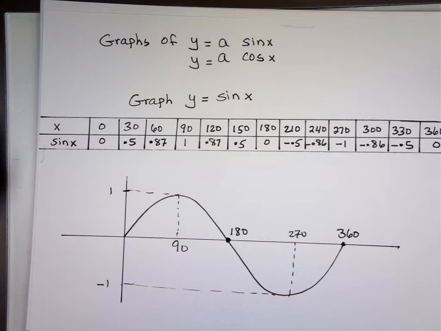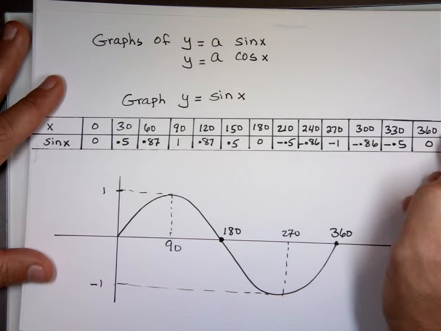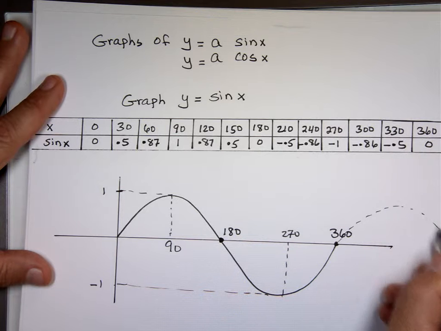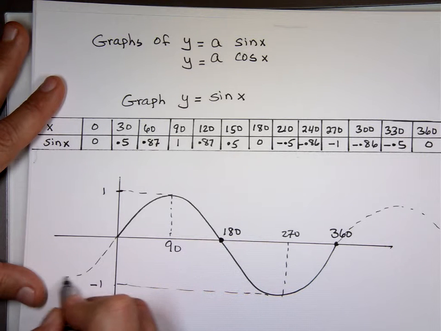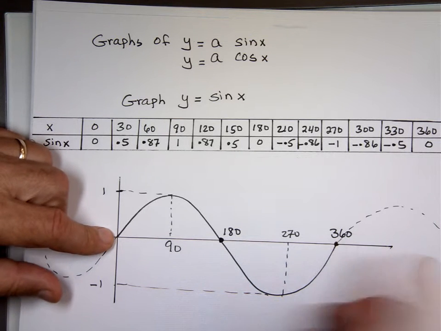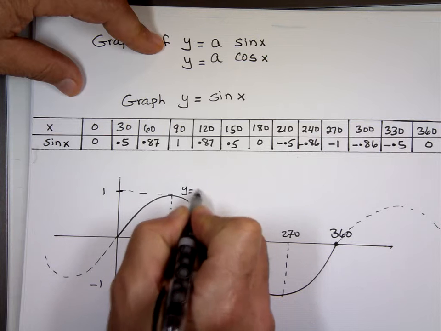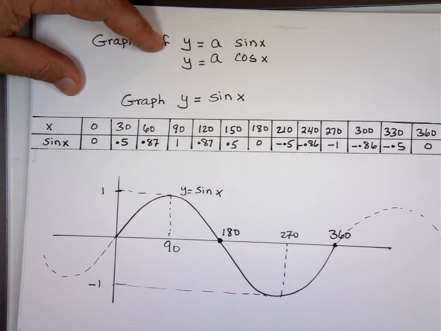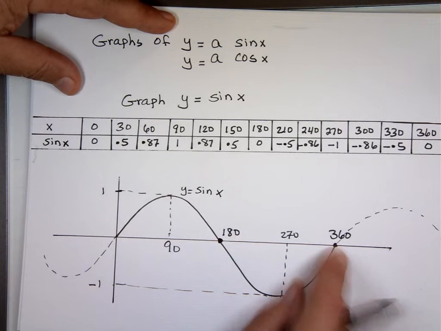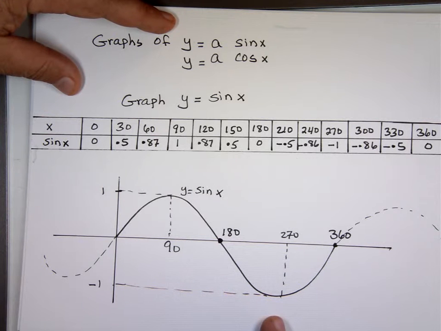And it doesn't stop here. There's just one cycle of it. If I pick another value like 390, guess what the value is going to be? You're going to have another shape start to look like this. And if I pick a negative value, it's going to go like this. So I'm showing you only one cycle of sine of x. This is sine of x. It always has that shape. It takes 360 degrees to make a full circle. 360 degrees in radians is 2 pi.